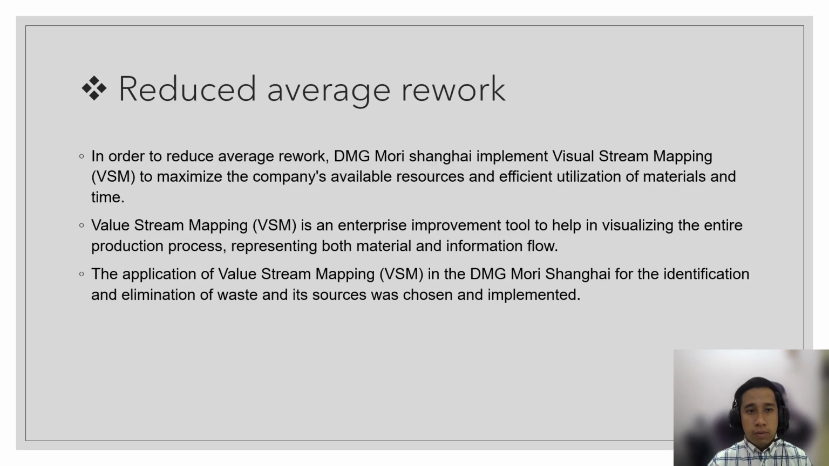Value stream mapping is an enterprise improvement tool to help in visualizing the entire production process, representing both material and information flow. The application of value stream mapping in the DMG Mori Shanghai for the identification and elimination of waste and its source was chosen and implemented.